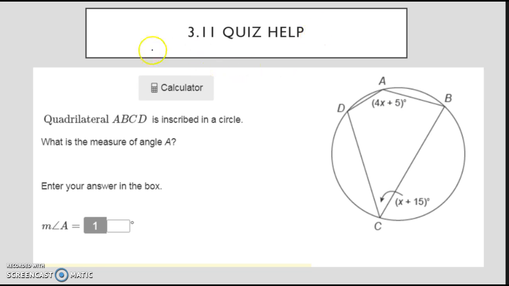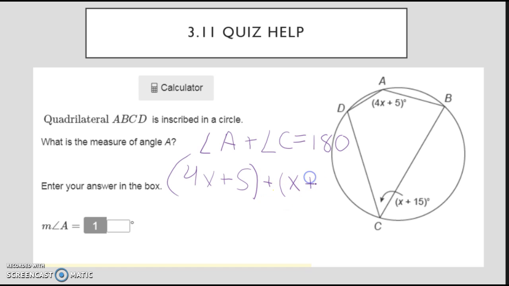angles add up to 180 degrees. So A and C in this instance are opposite angles. So angle A plus angle C add up to 180. So we're going to take 4x plus 5 plus x plus 15, set it equal to 180.